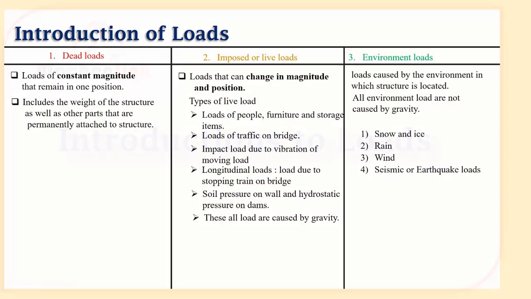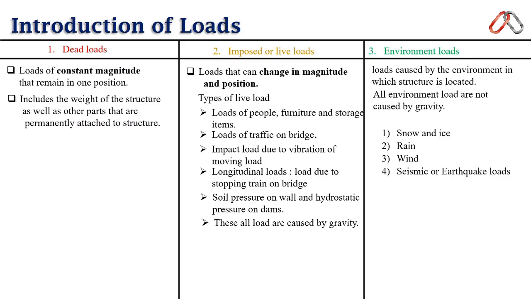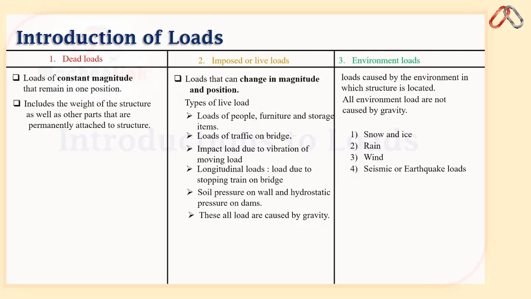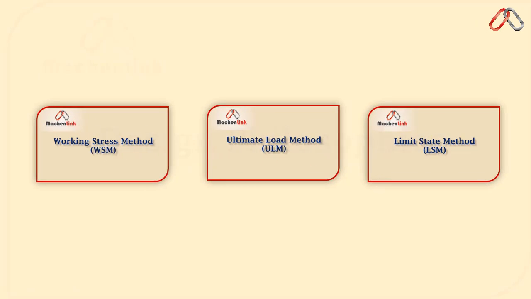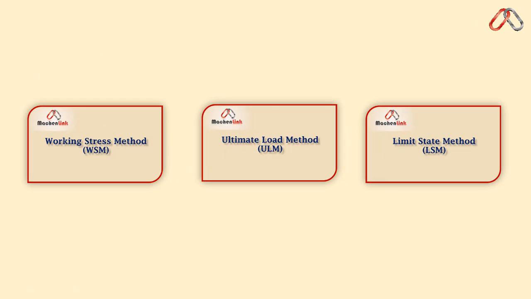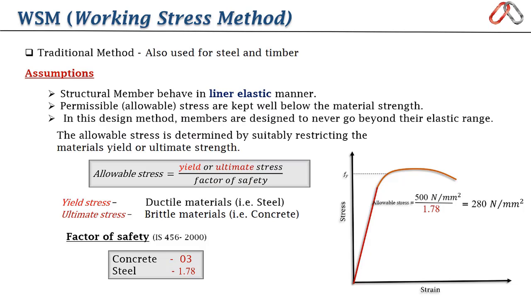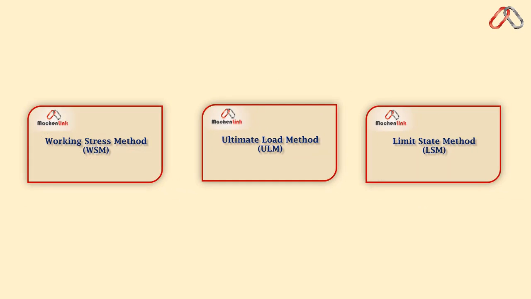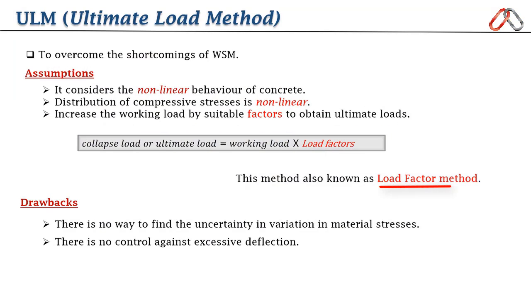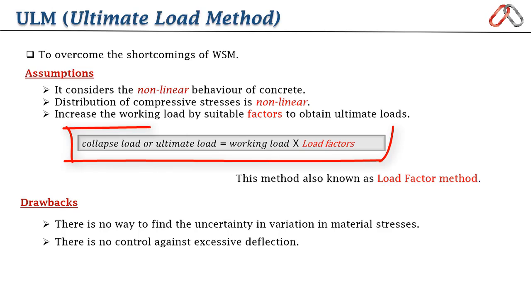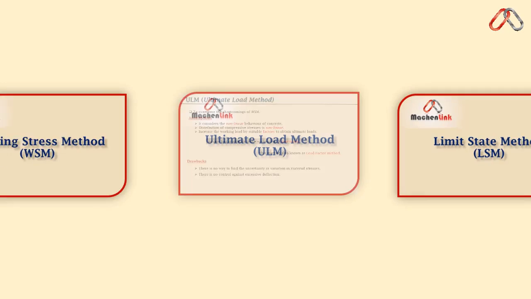First, we learned about different types of loads, and knowledge of these loads will improve your design skills. Then design philosophy, where I described three design philosophies. Working stress method, which is based on linear elastic theory, where we assume that both concrete and steel behave in a linear elastic manner. Then ultimate load method, which is also known as load factor method. In this method, we get the collapse or ultimate load by applying the working load with a suitable load factor.